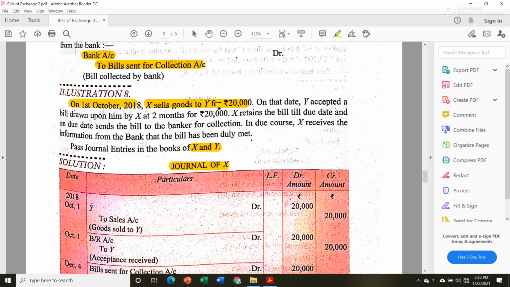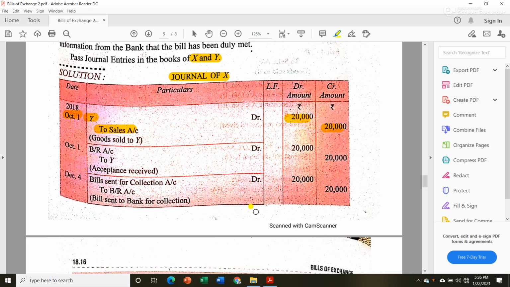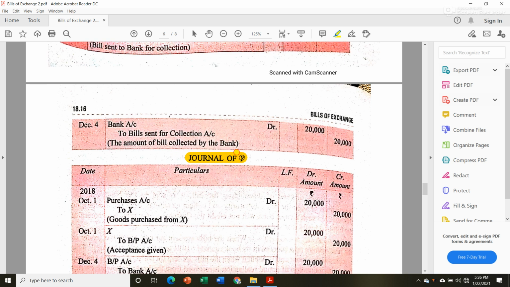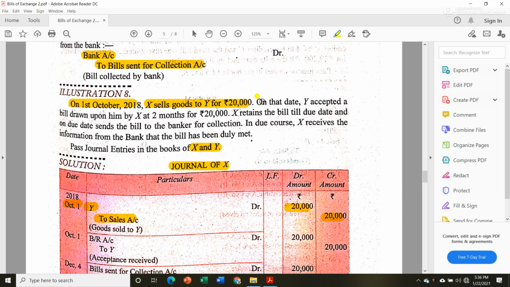Now first is the sales transaction. So what we will pass is that on October 1st, Y debit to Sales account, normal sales entry, worth rupees 20,000. In similar manner in the books of Y also we will write October 1st, Purchases account debit to X, rupees 20,000. Now let us read the question further. On that date, that means on 1st October itself, Y accepted a bill drawn upon him by X at 2 months for 20,000.